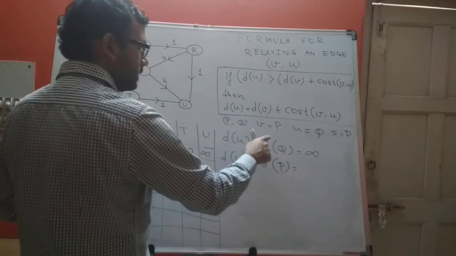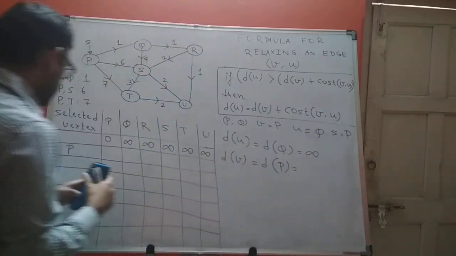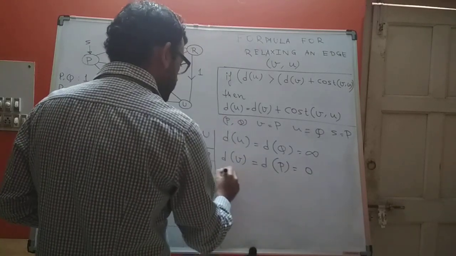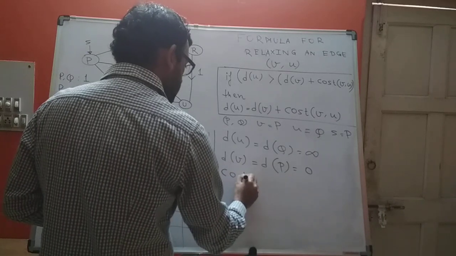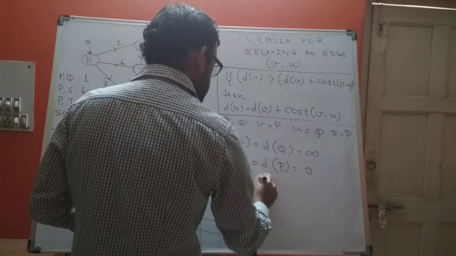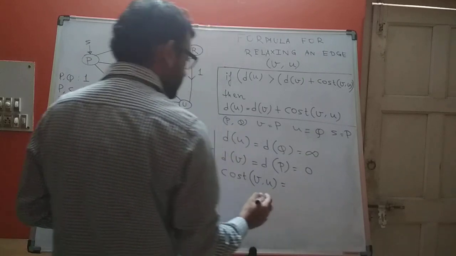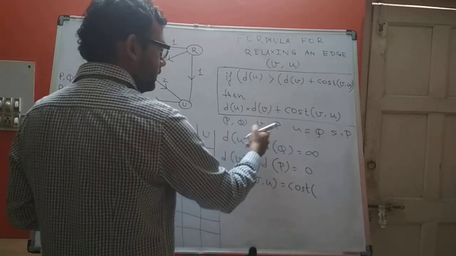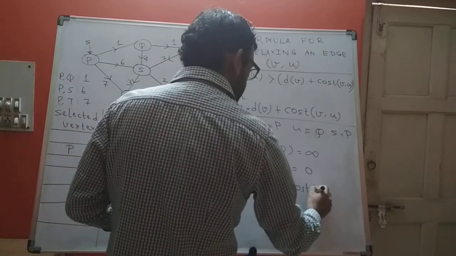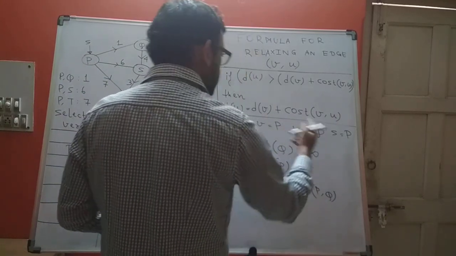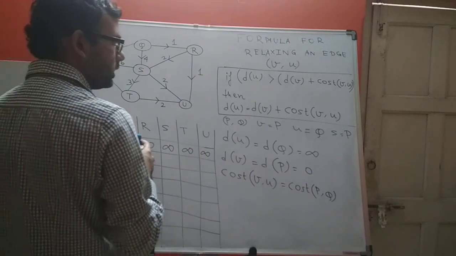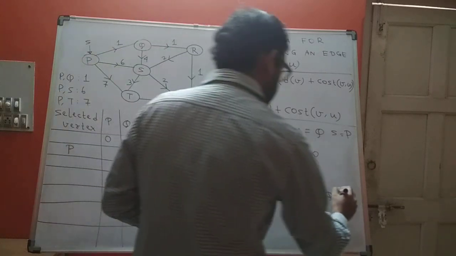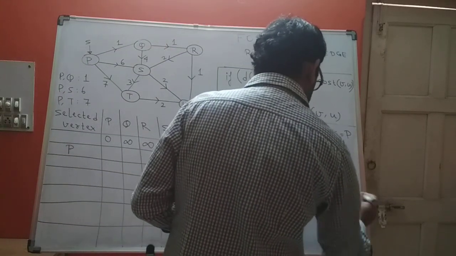Now what about dv? dv is nothing but dp. What is the distance from P to P itself? The distance from P to P itself is 0. And what about the cost of V comma U? V is currently P and U is currently Q. So what is P comma Q? The cost of P comma Q, as you can see, is 1.